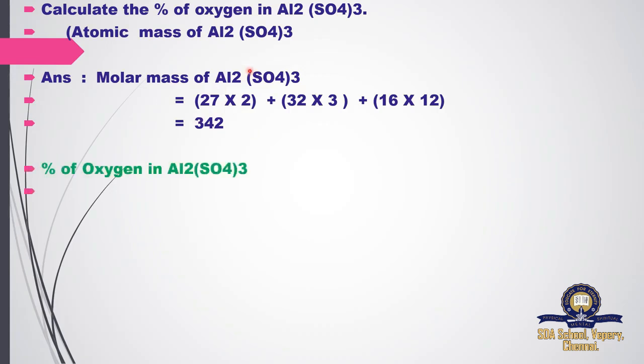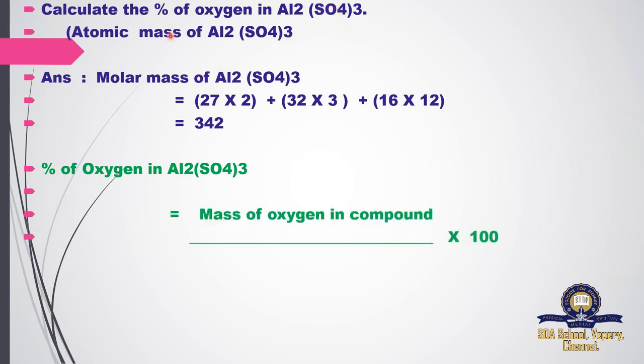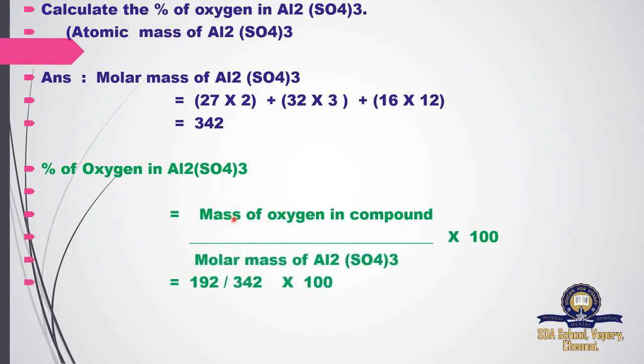Now here they are asking only one element, we need to find out oxygen's percentage. So oxygen percentage in aluminum sulfate equals mass of oxygen in compound, what is the mass of oxygen? So 16 into 12, so here we have 192. The total mass is 342, into 100. While we are cancelling it, we can get 56.1 percentage. So this is the percentage of oxygen present in this aluminum sulfate.